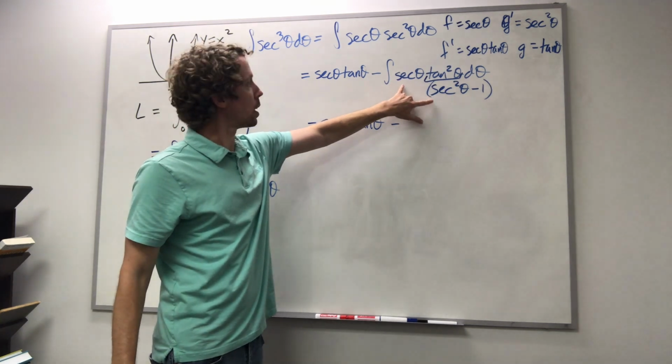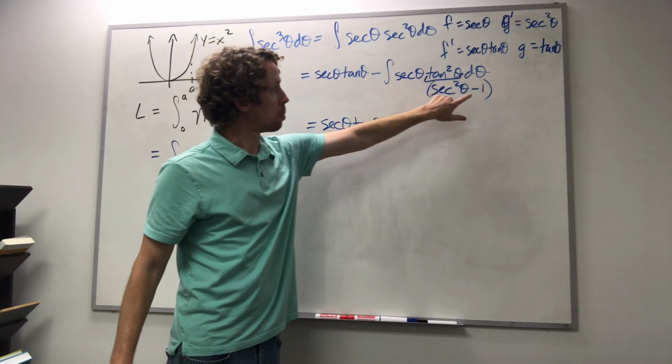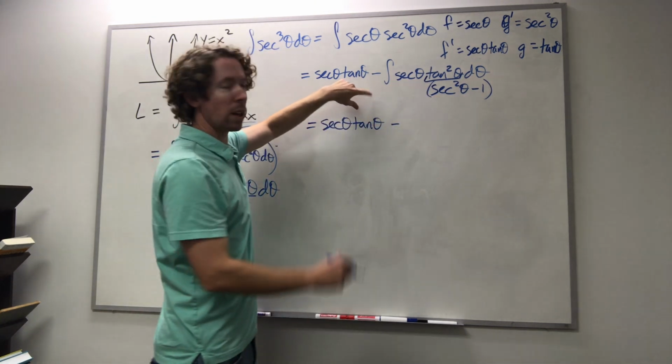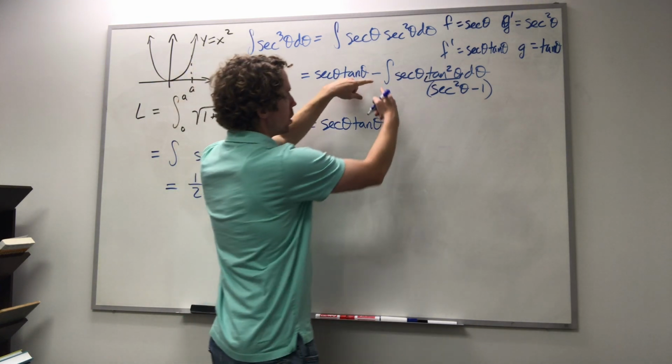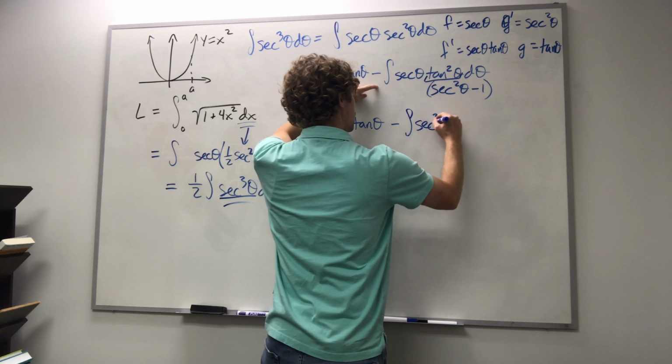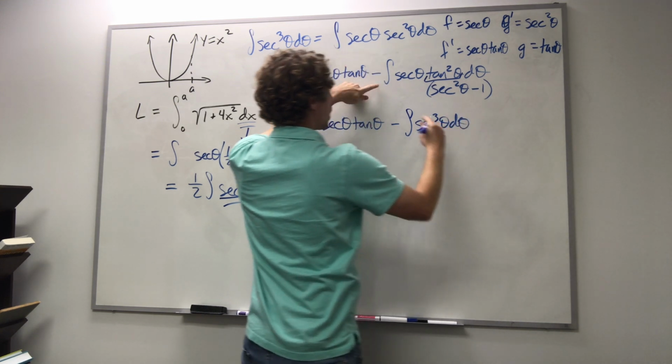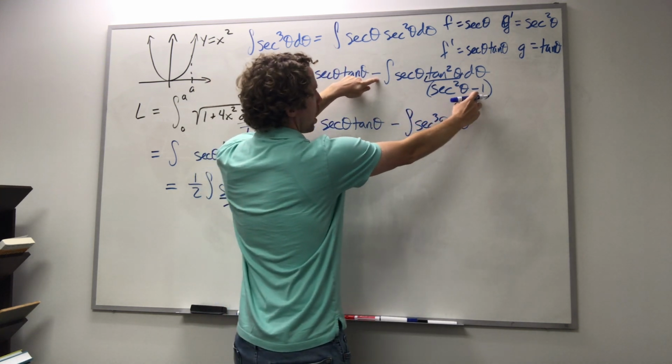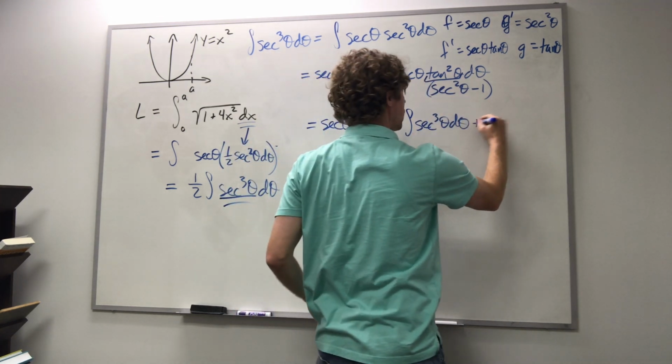When I multiply this out, I get a secant cubed term, and then I'll get a minus secant term. I'll split that up into two different integrals. So first I've got the integral minus the integral of secant cubed. And then the two negatives cancel out. I get a plus integral of secant.